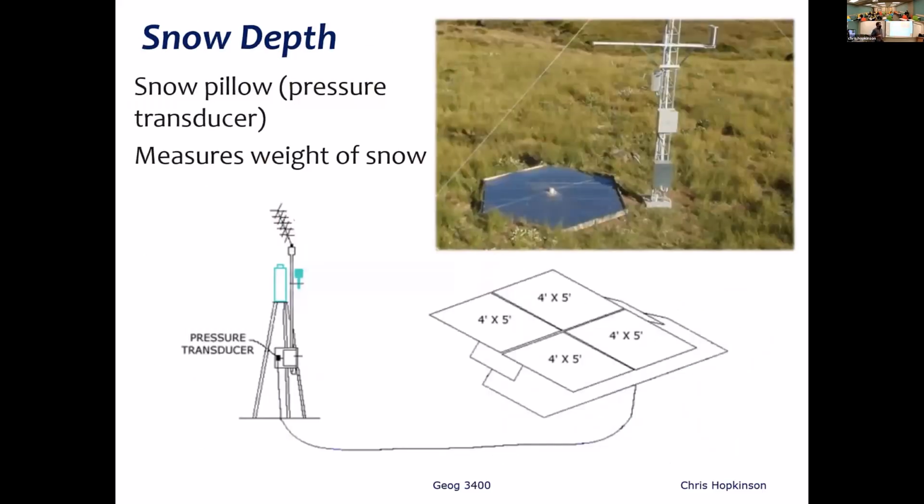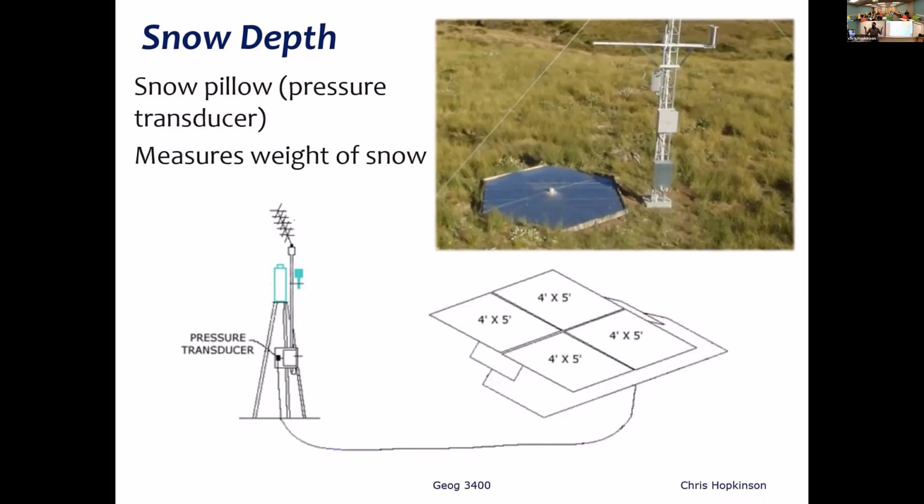And this is how we measure it. So that's a snow pillow. Basically, it's a big bag full of antifreeze, and you jump up and down on it, and it's like a big squishy sponge kind of thing. But it's connected to a pressure transducer and a data logger, and so any pressure that's on top of it is recorded, and it's just basically a big weighing scale. So it measures the weight of the snow over top of it.